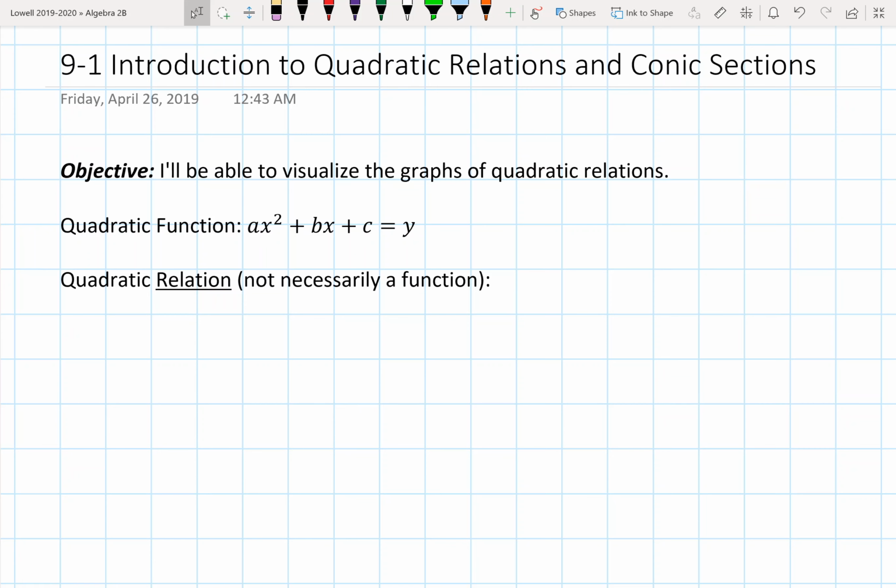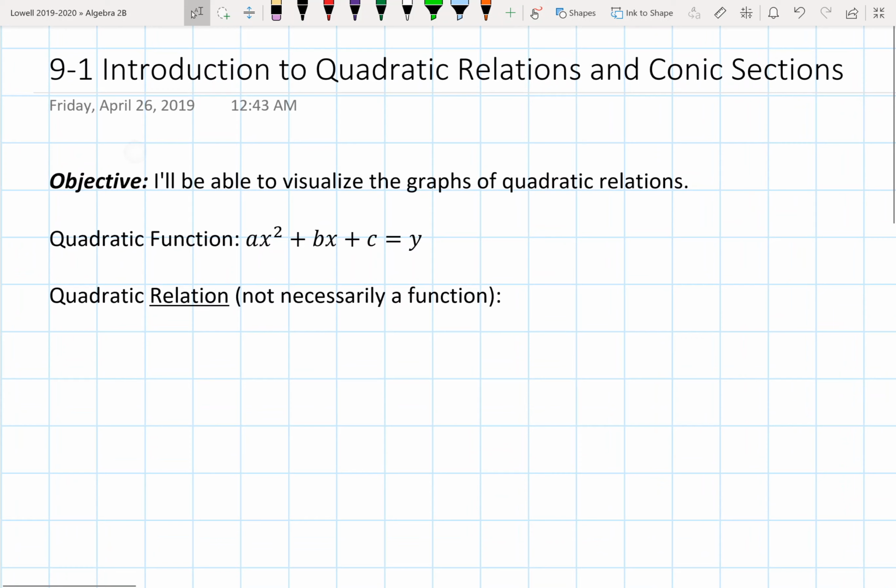So here we're going to start talking about our next unit, which is all about quadratic relations, also known as conic sections. So in this video, we're just going to take a look at what those actually look like, and in future videos, we'll look at each one individually. So we've already talked about quadratic functions, and that's where you have some equation, y equals something x squared plus something bx plus some constant.